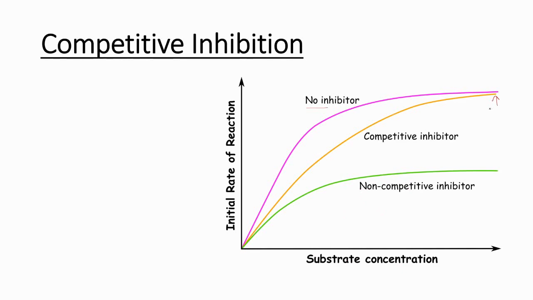So here you can see that although the maximum rate can be reached, for a competitive inhibitor you need a higher concentration of substrate, let's say this concentration, compared to with no inhibitor, to reach the maximum rate. And the reason is we need a higher concentration of substrate to occupy all the enzyme active sites. And that's when the maximum rate is reached. And a higher concentration of substrate because we need to displace the competitive inhibitor from the active site.